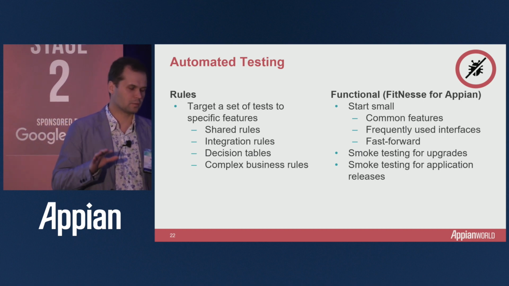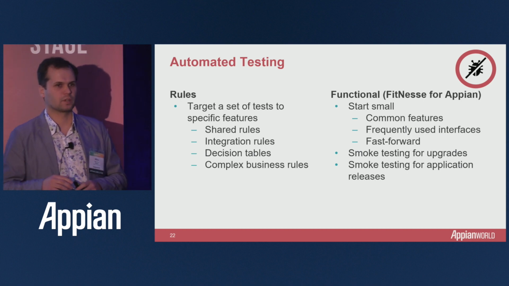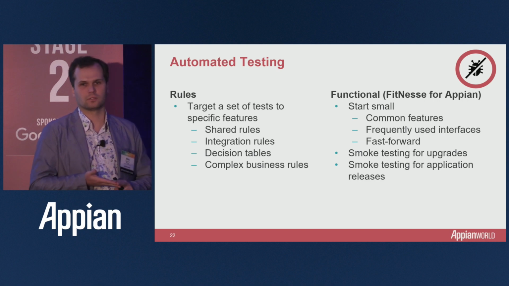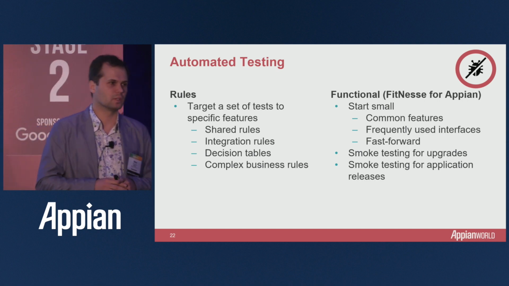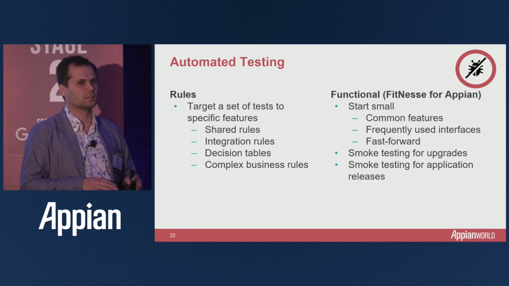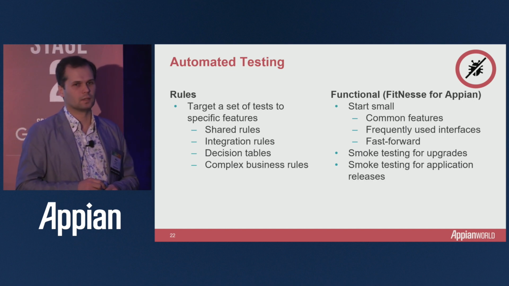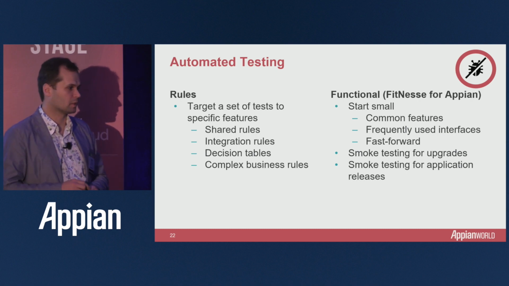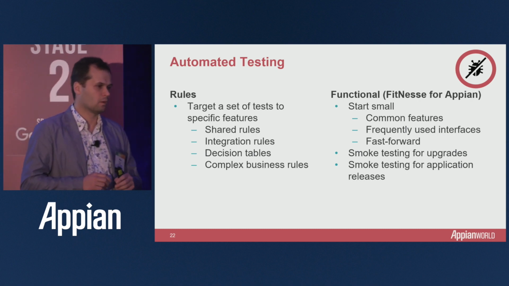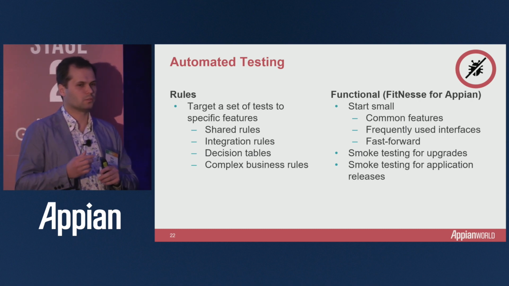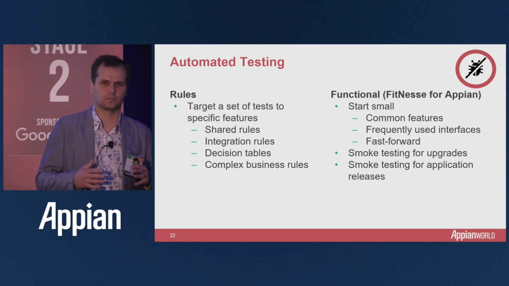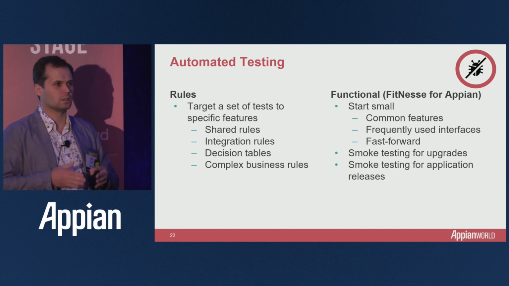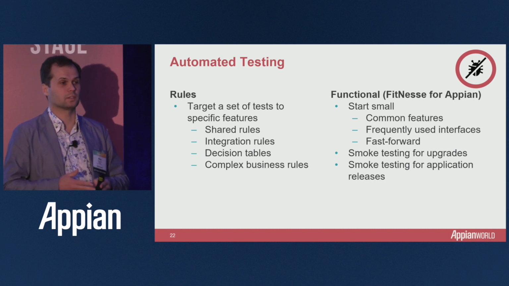But there are two types of automated testing that Appian supports right now. One is rules, and the other is functional testing. I highly recommend Fitnesse. There are other tools out there, and folks use Selenium, but Fitnesse for Appian is really the tool that I would highly recommend for those purposes. For rules, what you want to do is target specific features. There's no way that you're going to test every single rule that's out there. You need to prioritize the things that you're going to test first.